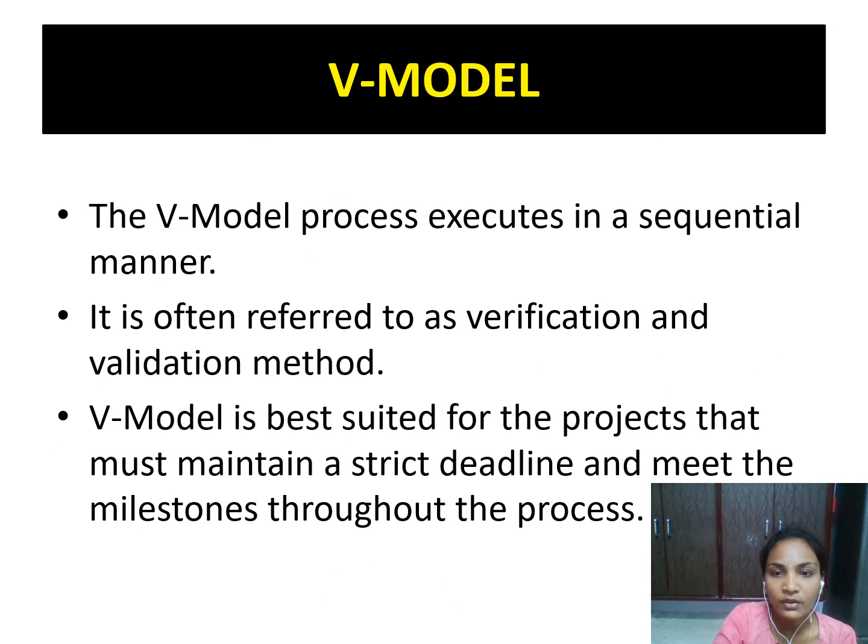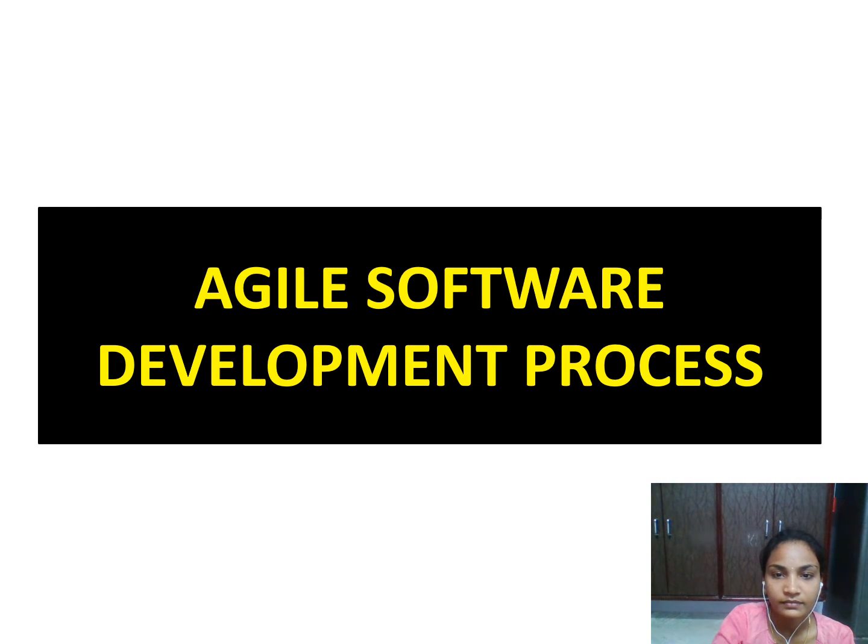The V model process executes in a sequential model like the waterfall model. It is often referred to as the verification and validation method. The V model is best suited for the projects that must maintain a strict deadline and meet the milestones throughout the process. Agile software development process.